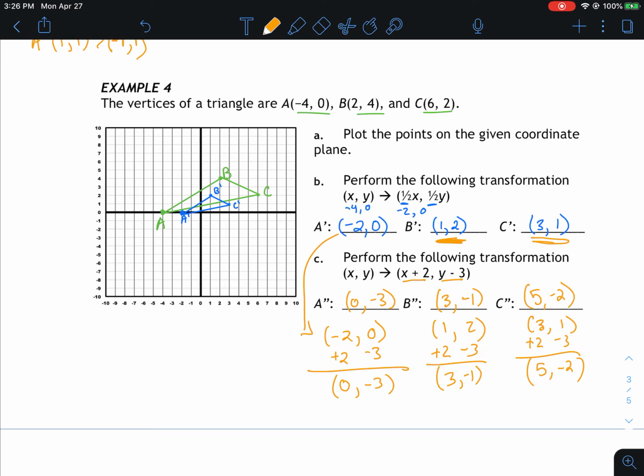All right, so now I'm going to graph those ordered pairs. 0, -3 comes directly down on the y-axis here. So this is A double prime. B double prime is at 3, -1 here. And C double prime is at 5, -2. So right here. There we go.